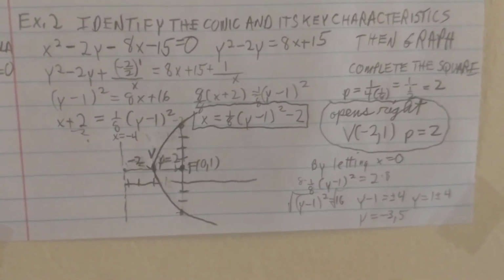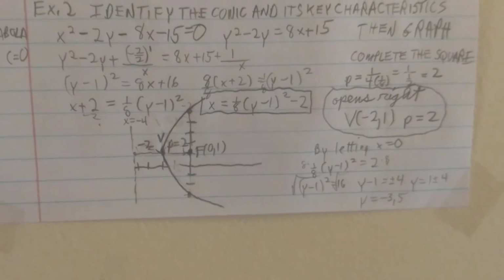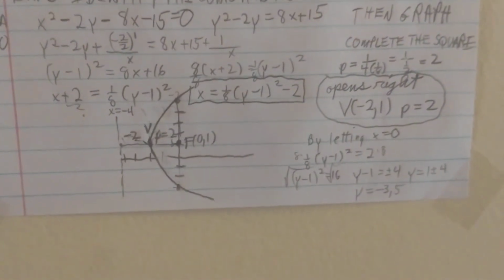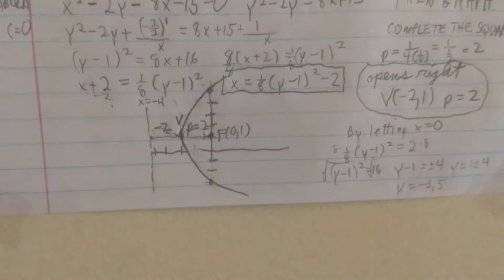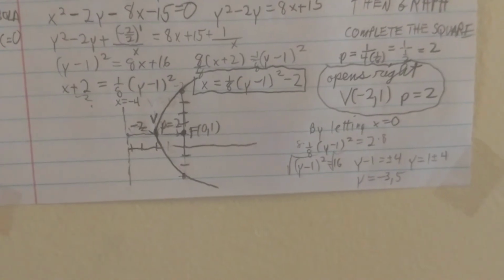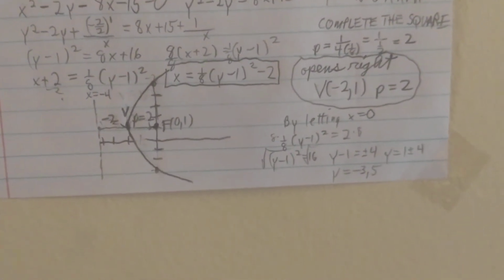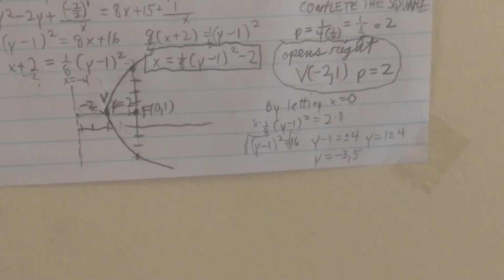So y squared minus 2y plus negative 2 over 2, or negative 1 squared, is 1, and then we'll add the 1 as the blank on the other side. So now, completing the square allowed me to do y minus 1 squared equals 8x plus 16, and of course we can factor an 8 out of that. And switching sides, we have 8x plus 2 equals y minus 1 squared.